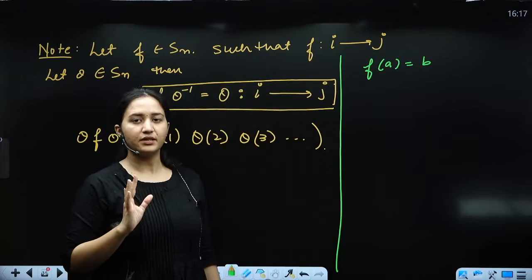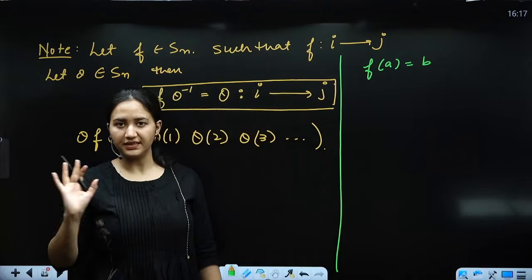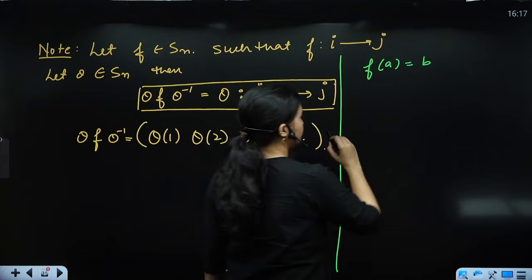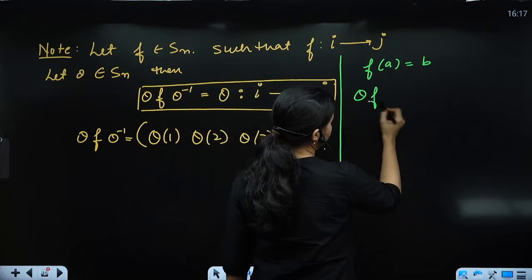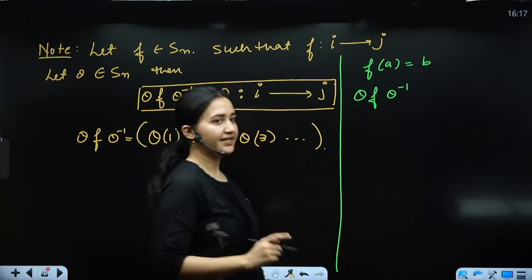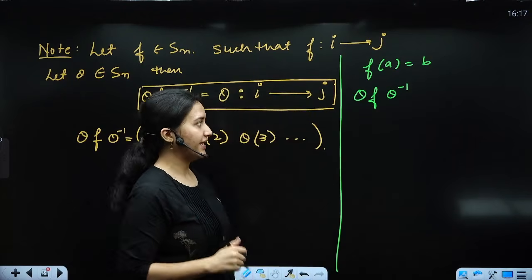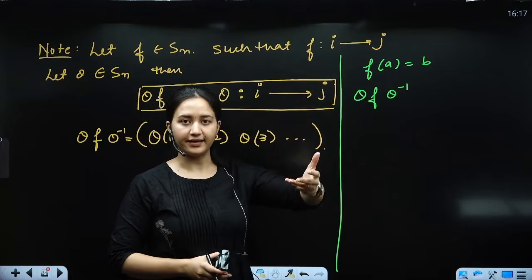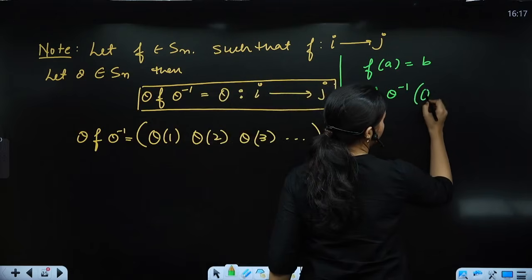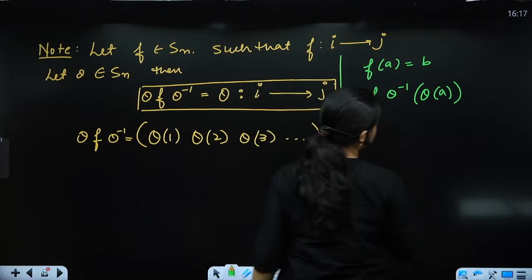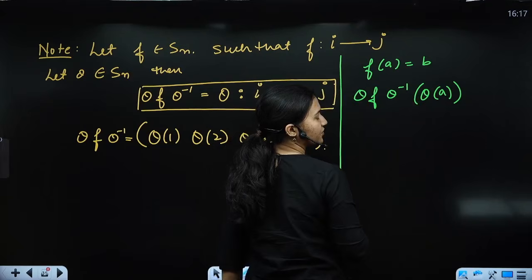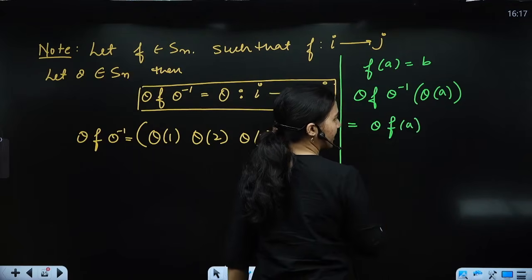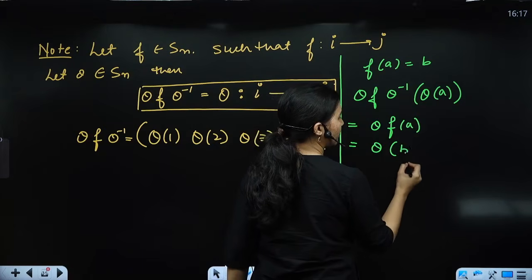So you have given an input, that is your A, and the output is B, both of which are natural numbers because we are dealing in the Sn group, right? Now how is theta F theta inverse going to behave? So what if I give this function the input of theta A? What is going to happen is, theta inverse, theta is going to get eliminated, so I'll be left with theta F of A, and this will be nothing but theta of B, right?